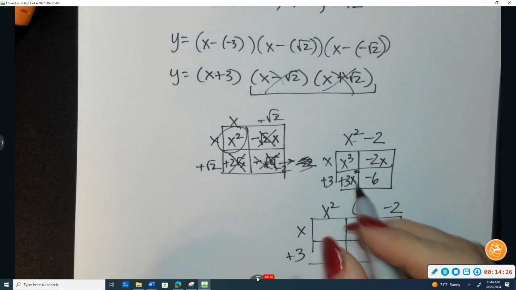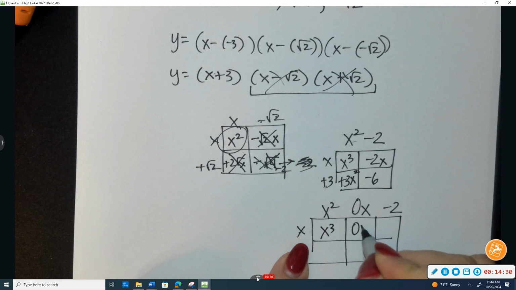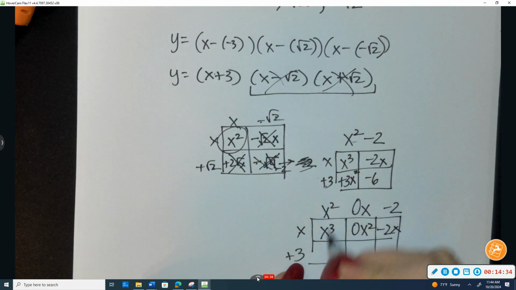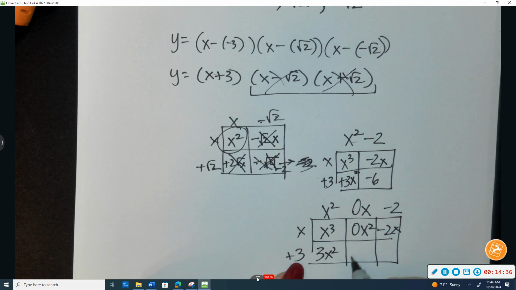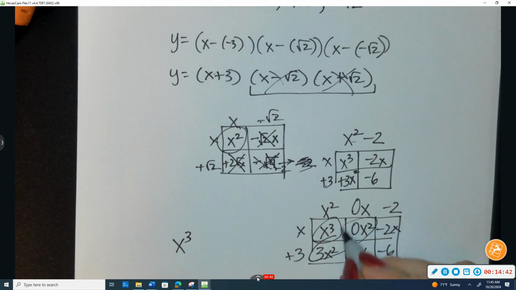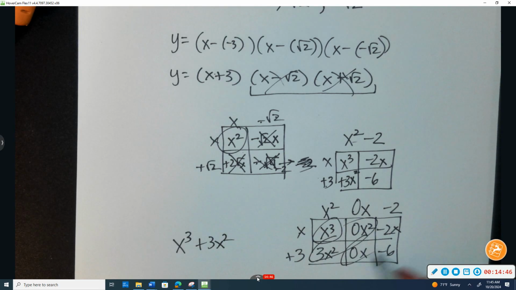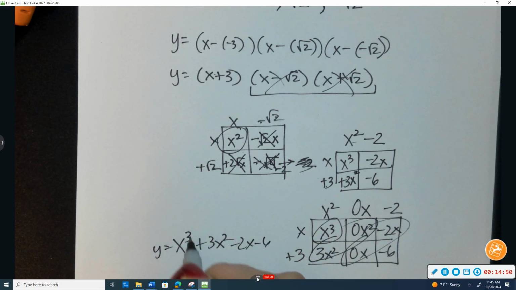Now, if I went through and I multiplied, I'd have x cubed, x times 0x is 0x squared, x times negative 2 is negative 2x, 3x squared, 0x, and negative 6. And so I have an x cubed combined, remember you're adding them, to get 3x squared, combined to get a negative 2x, and lastly is a negative 6.